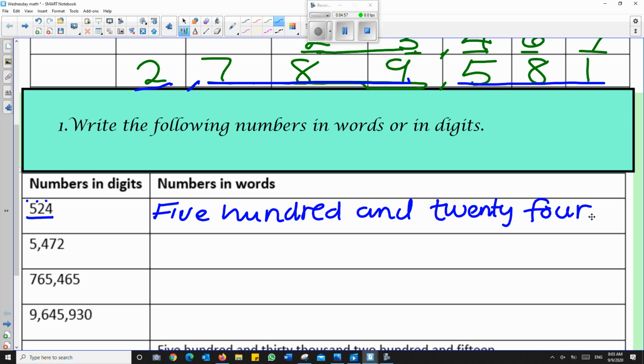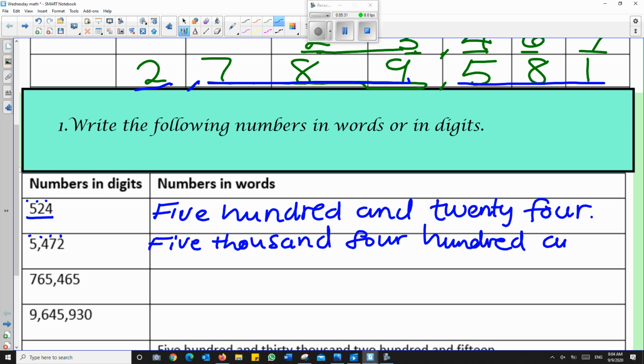Second number, it has how many digits? 4 digits. So we have ones, tens, hundreds, thousands. So how many thousands are there? There are 5,000, so I write 5,000, 5,400, and 72.